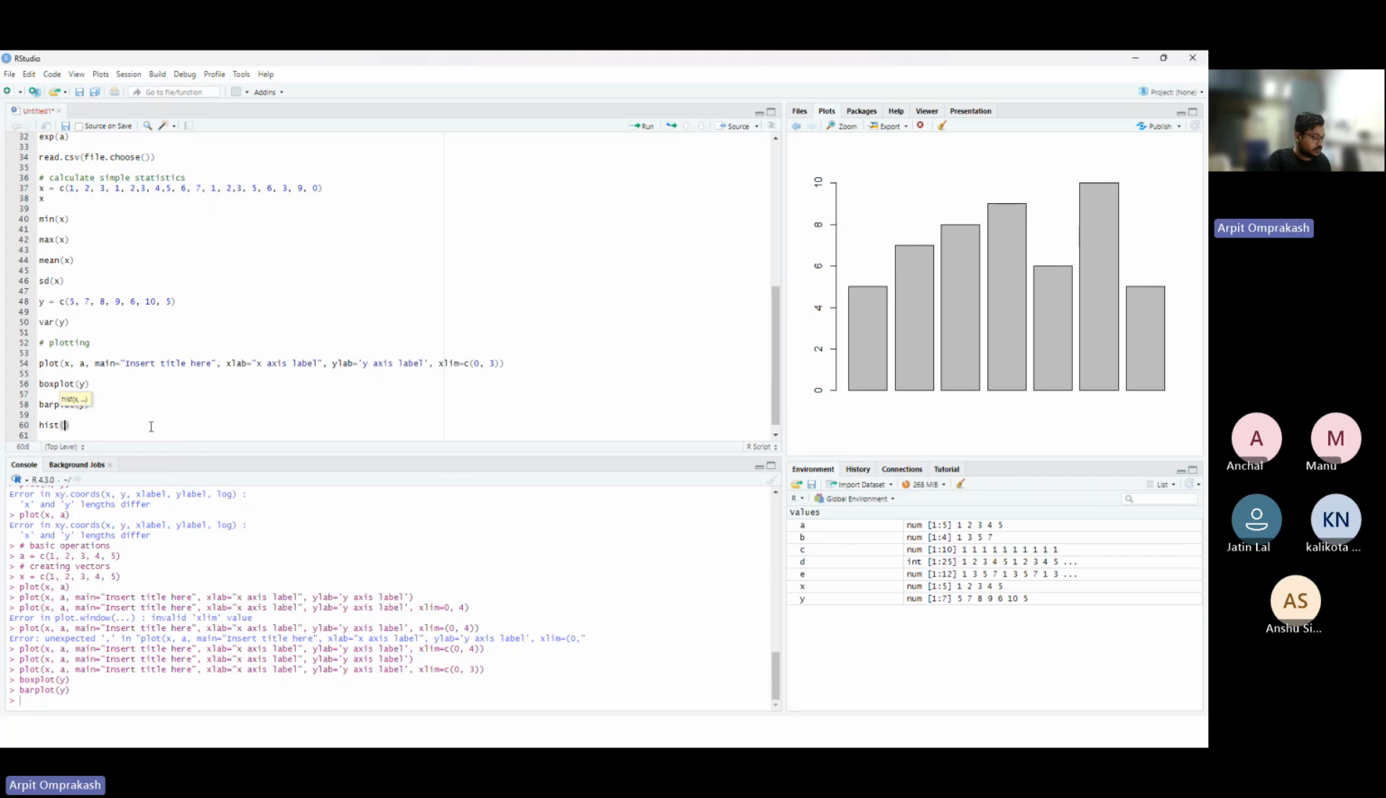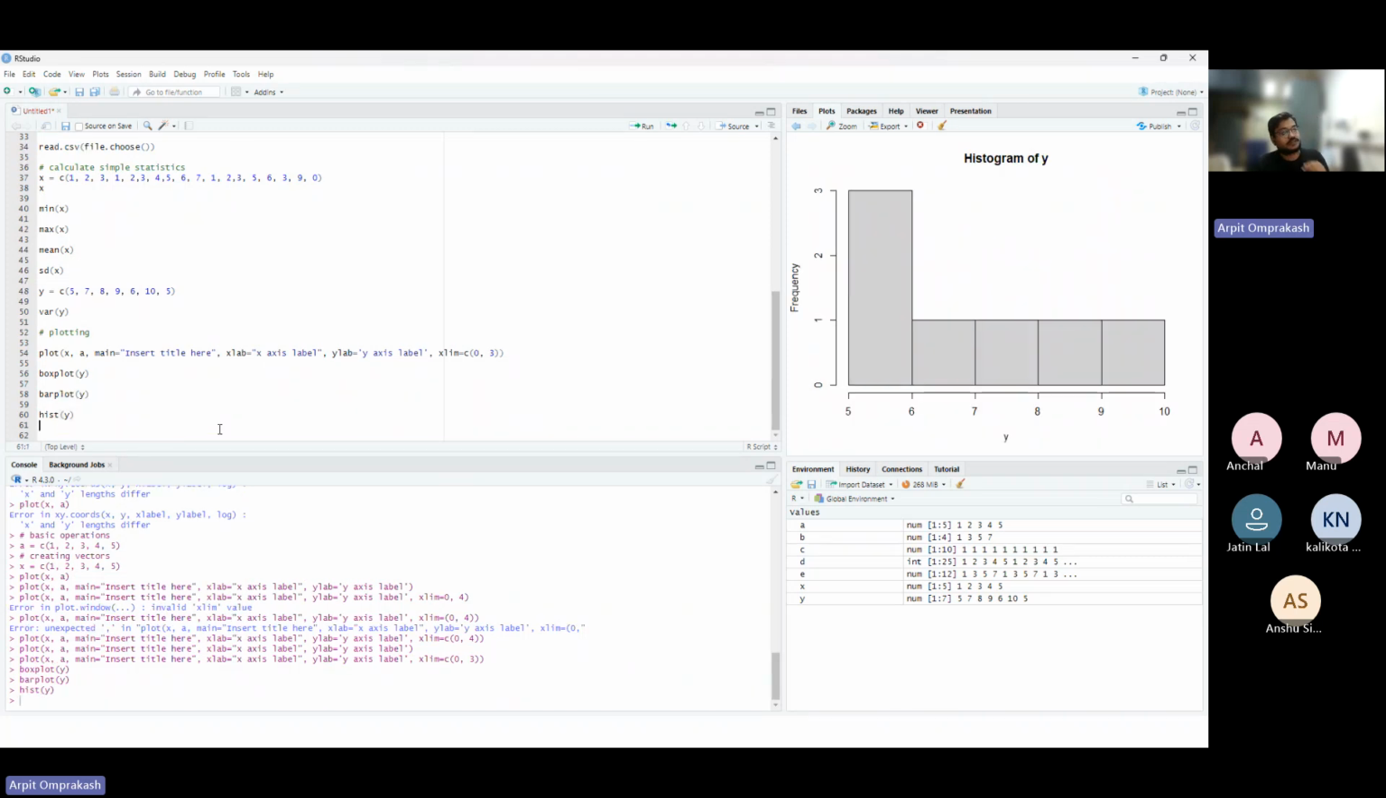And if we do a hist of y, what we will get is a histogram. So now what we have is frequency. So the frequency of the number 5 is 3. Actually, this is 5 to 6, so it's 3. So 1, 2, 3. The next one has 7, which is this, 8, which is this, 9, which is this, and 10, which is this.